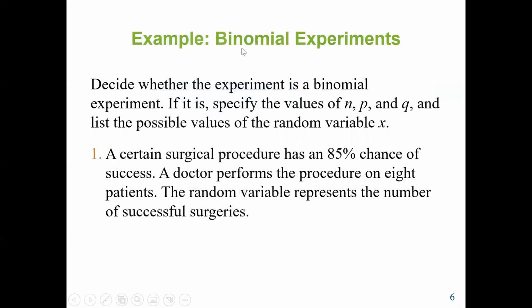So we have an example of a binomial experiment. Here they say we should decide whether the experiment is a binomial experiment. If it is, we should specify the values of lowercase n, lowercase p, and lowercase q. And also we should list the possible values of the random variable x. So our question here said a certain surgical procedure has an 85% chance of success.